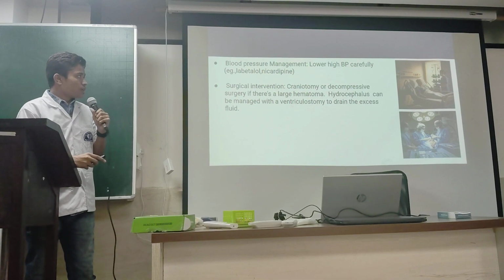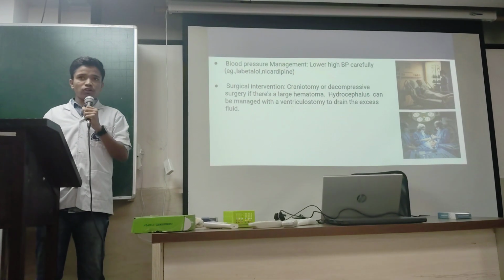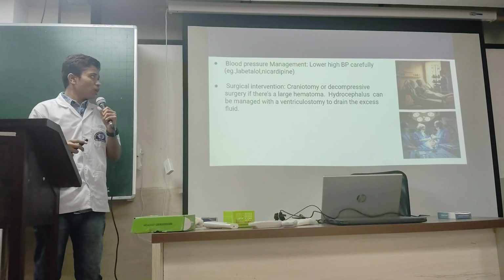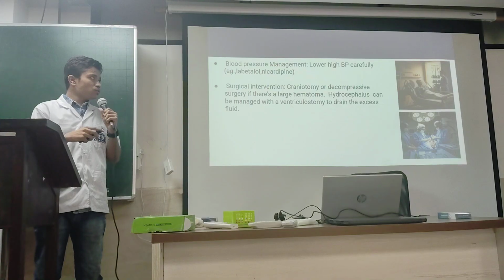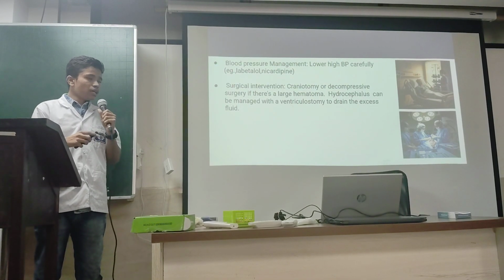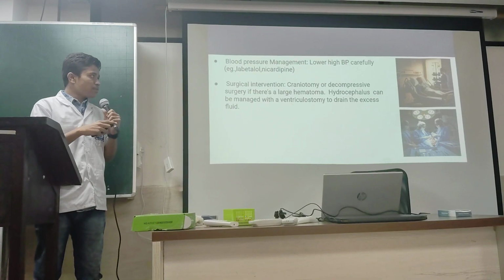Surgical intervention. Craniotomy or decompressive surgery if there is a large hematoma. If there is a large hematoma present, we perform craniotomy or decompressive surgery. In craniotomy, we remove the skull and remove the hematoma. In decompressive surgery, we remove a specific part of the brain where the hematoma is present.